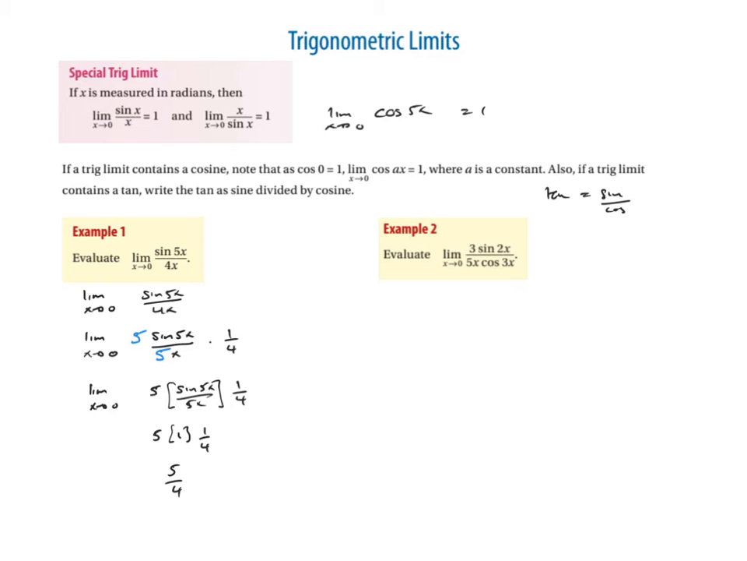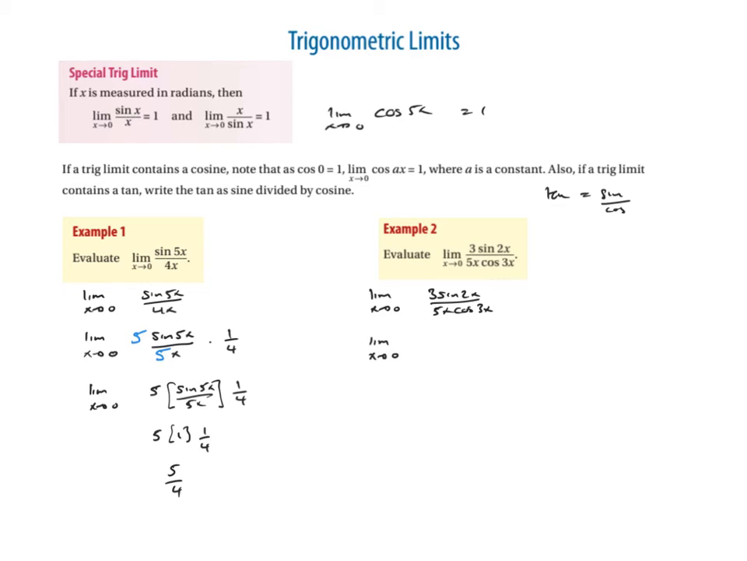Okay, let's have a look at the next one. So over here we have the limit as x heads off to 0 of 3 sine 2x over 5x cos of 3x. Okay, so let's have a look here. What I'm trying to do is break it up. I've not taken the limit yet, so I have to still write the limit. x is heading off to 0.